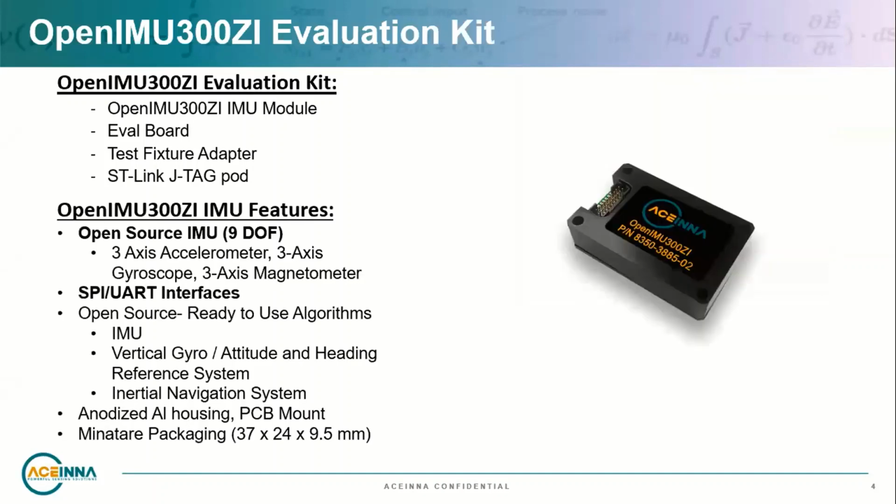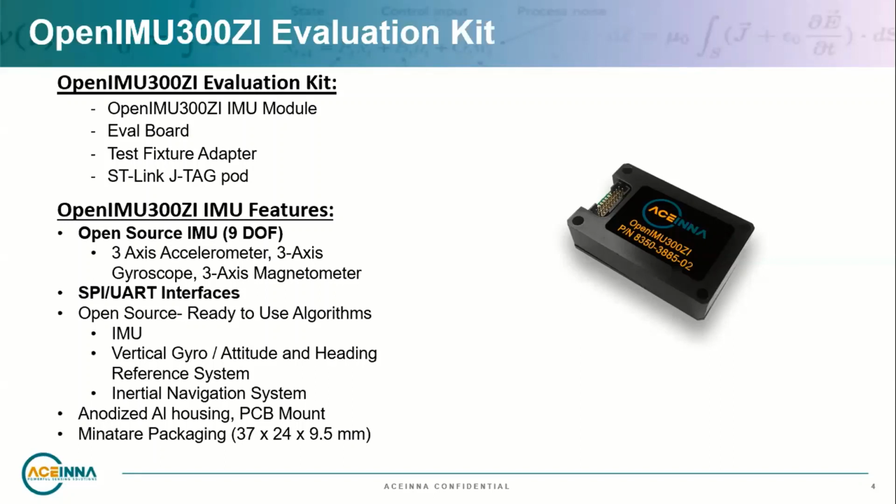So let's look at the main component, which is the OpenIMU 300 CI. It is 9 degrees of freedom, with a 3-axis accelerometer, 3-axis gyroscope, and 3-axis magnetometer. And it has SPI and UART as an interface. As it is open source, we have ready-to-use algorithms that are available on our website.